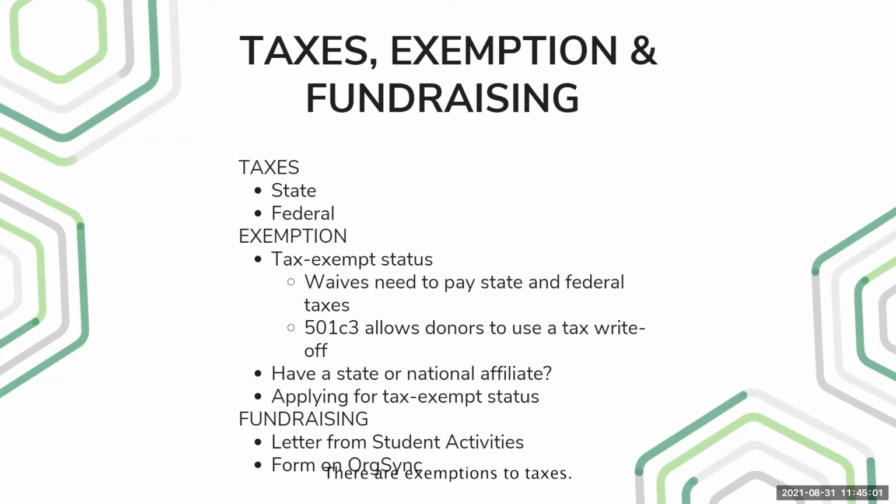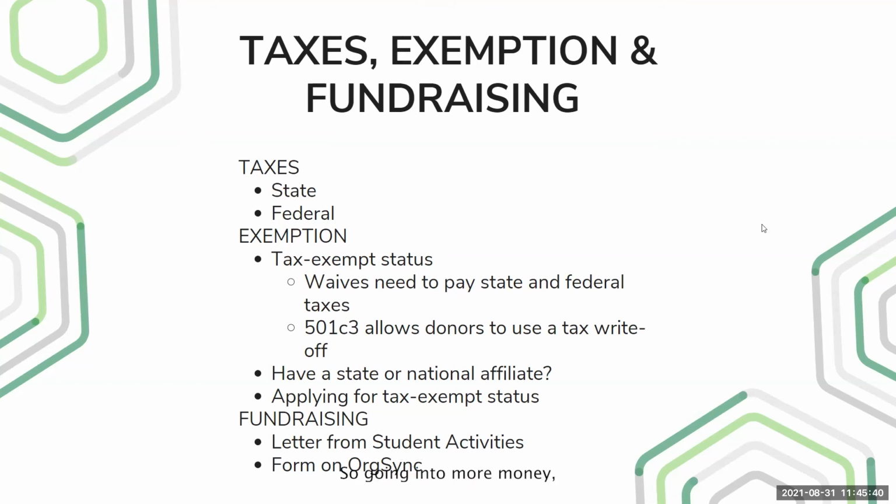There are exemptions to taxes. So if an organization has a national affiliation, I would check with the national affiliation to see if they are tax exempt. Typically, if you have a 501(c)(3), they will be able to have a tax exemption form for you. But if you aren't tax exempt and you're looking to maybe do a fundraiser at Chipotle, we can write a letter on your behalf letting the company know that you are a registered organization with Student Activities, and more than likely they'll accept that form on behalf of Student Activities so that you can do any type of fundraisers as well.